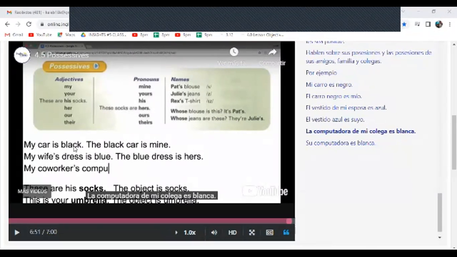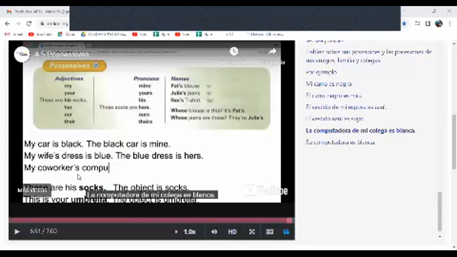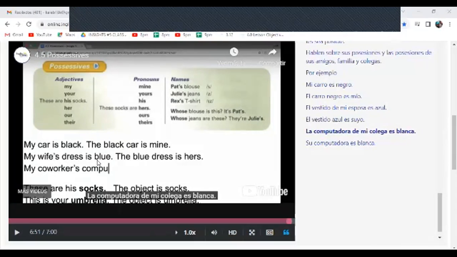My car is red, etc. Okay. Luego vamos a hacer uno en tercera persona. Por ejemplo, this is her backpack, por ejemplo. Y podemos hacer un possessive name.